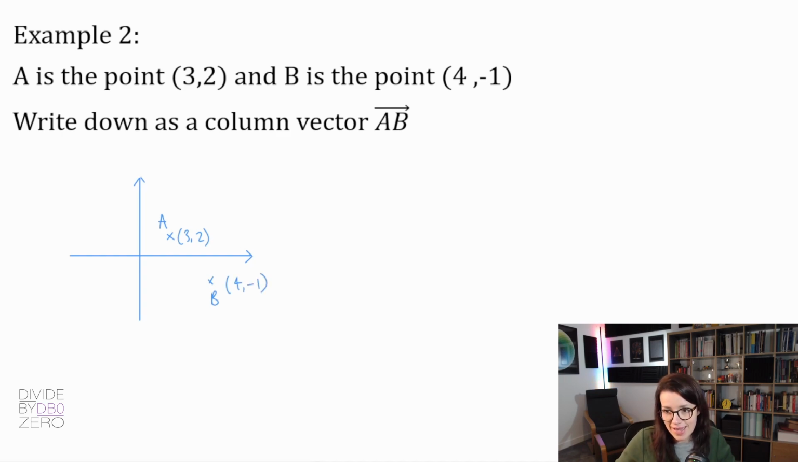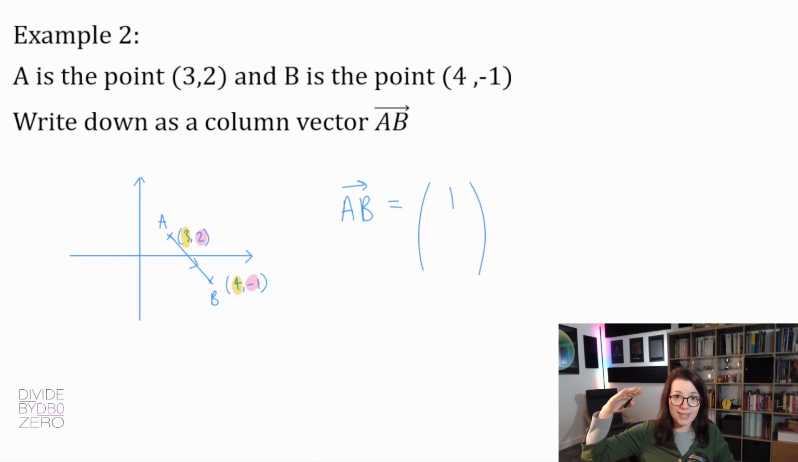And then vector AB with the arrow on top would just be going from A down to B, arrow that way. Now we can think about it. Going from A to B as a column vector, let's think, how far across are we going and how far down? In terms of the across part, we're going from 3 to 4. So that's just across 1 to the right, positive 1. And in terms of how far we're going down, we're going from 2 down to minus 1. So that would be down 3. Therefore, minus 3 there.